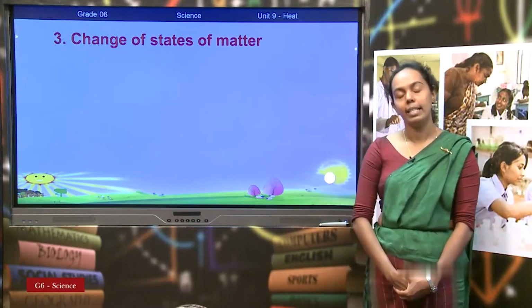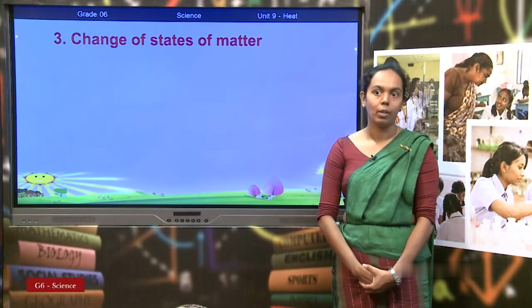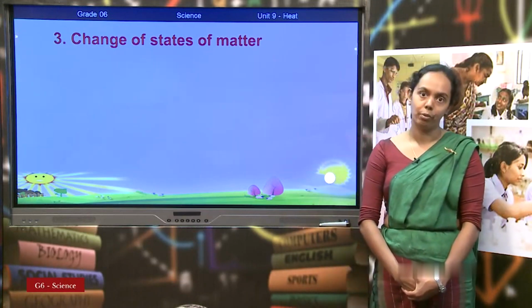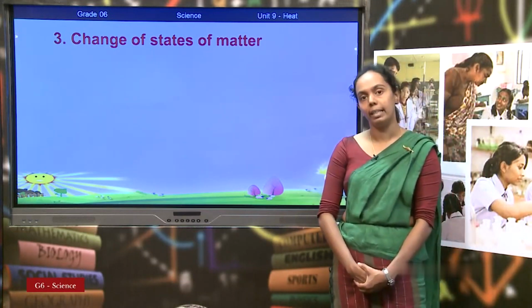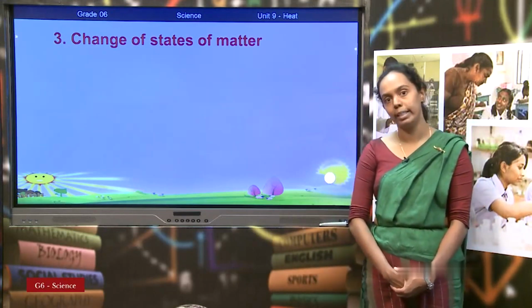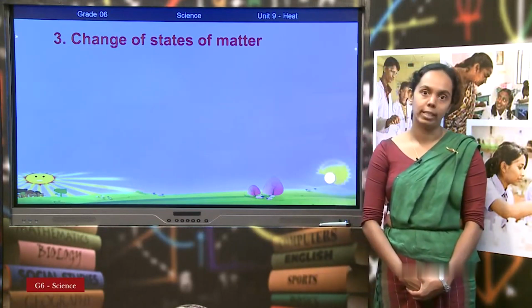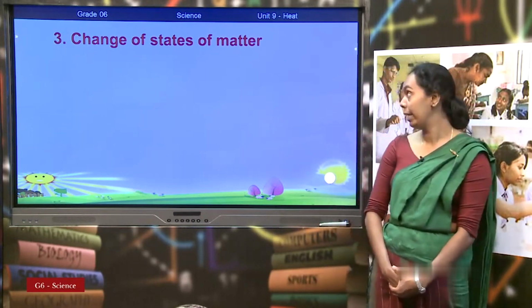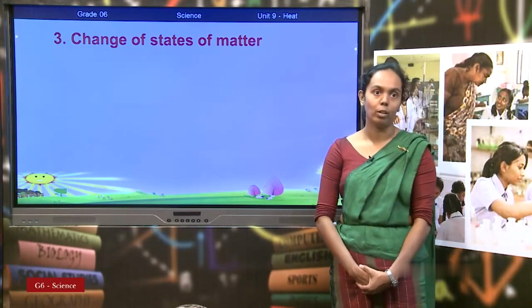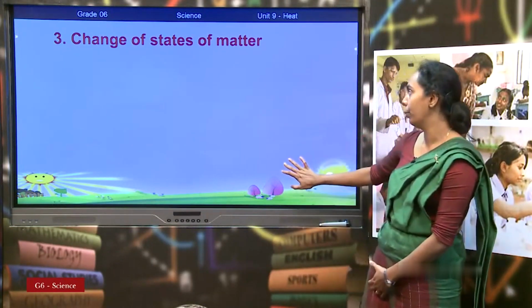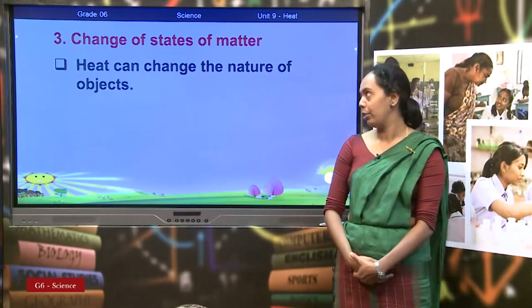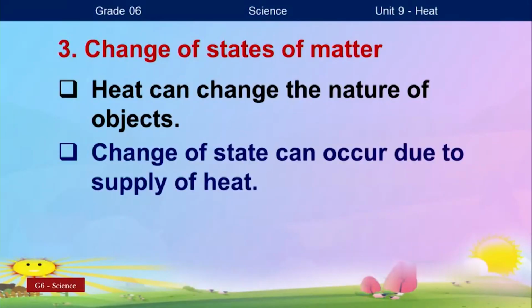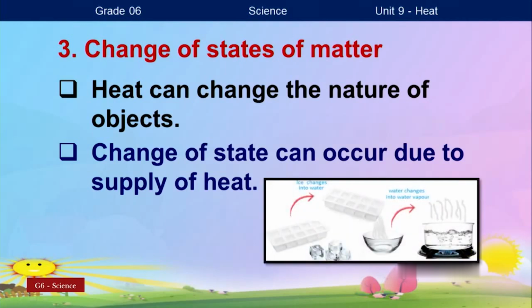You know, ice is the solid state of water. Water is the liquid state of water. Due to absorbing the heat, this ice becomes water, which means the solid state of water becomes the liquid state of water. Then you can see that due to heat, change of states of matter can occur. Now you know heat can change the nature of the object, and change of state can occur due to the heat. Now we will see what happens when we supply heat to the water.